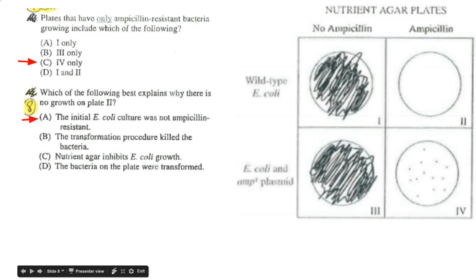The correct answer is that the initial wild type is not ampicillin resistant. It did not have a plasmid within it to protect it from ampicillin.